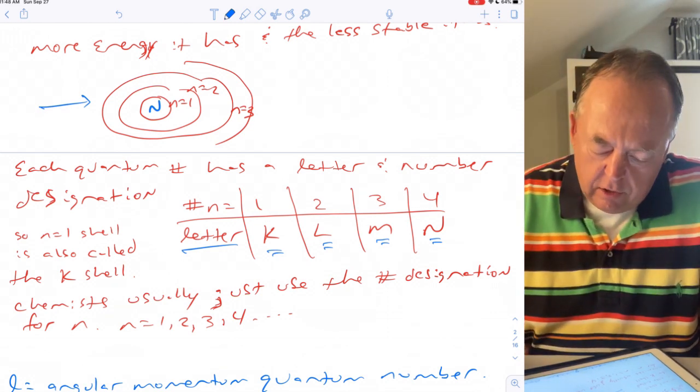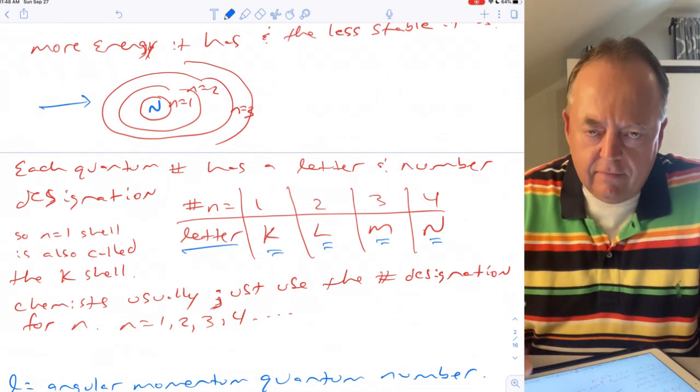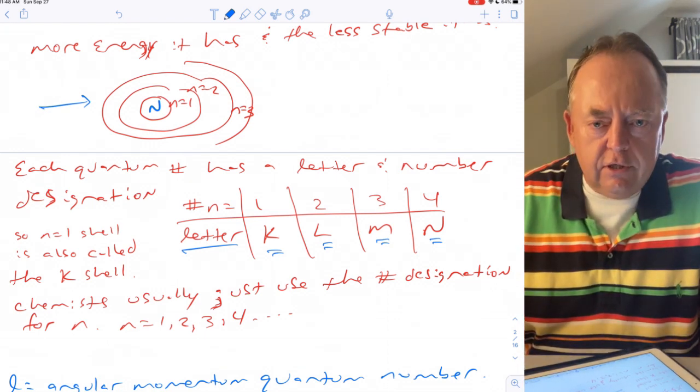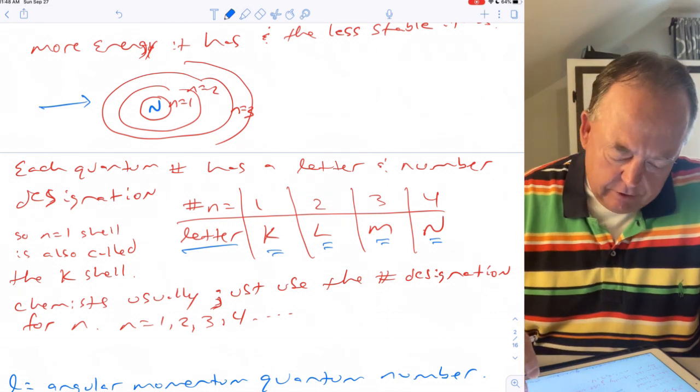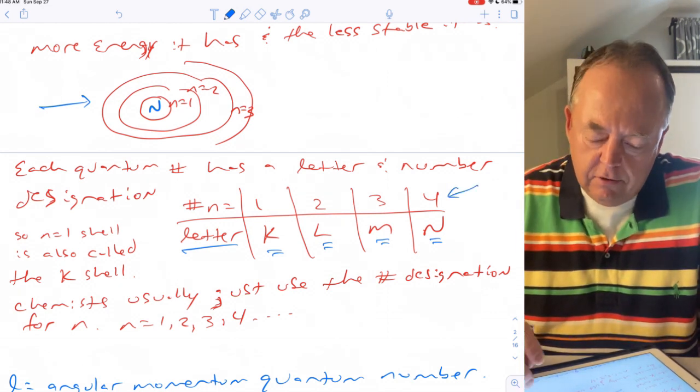So chemists usually don't use the letter designations for shells. We usually just say first shell, second shell, third shell, fourth shell, right? So that's all I'm going to expect you to know, just the numerical designation for shells.